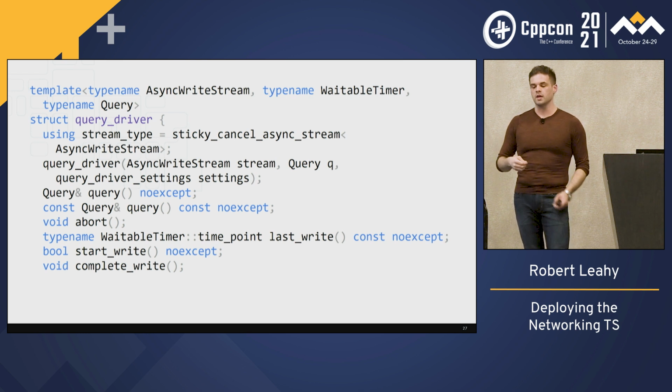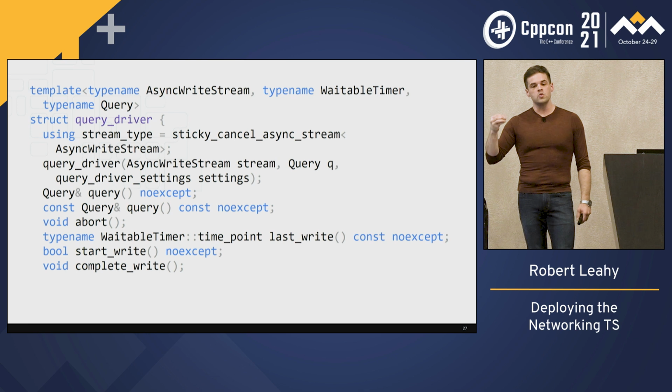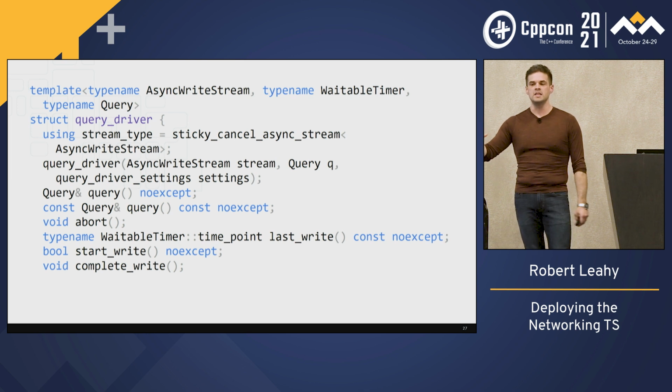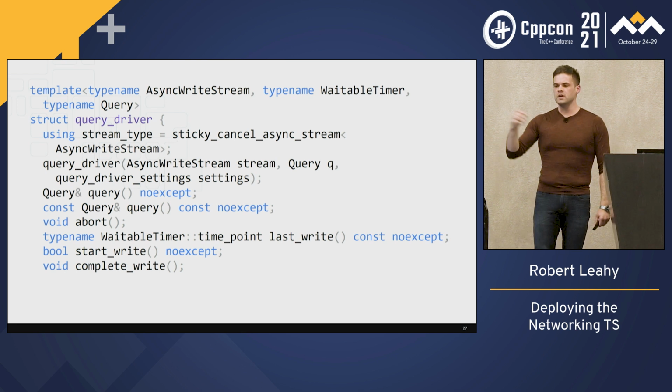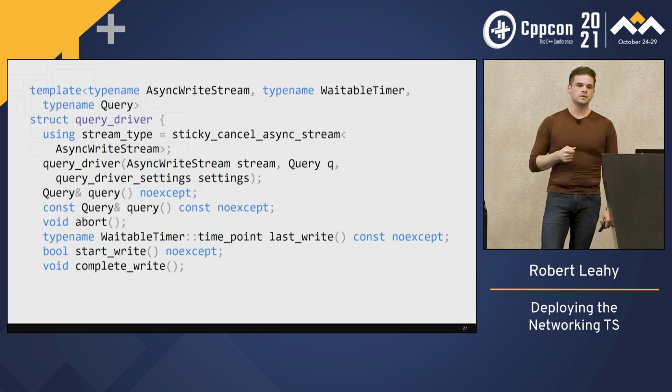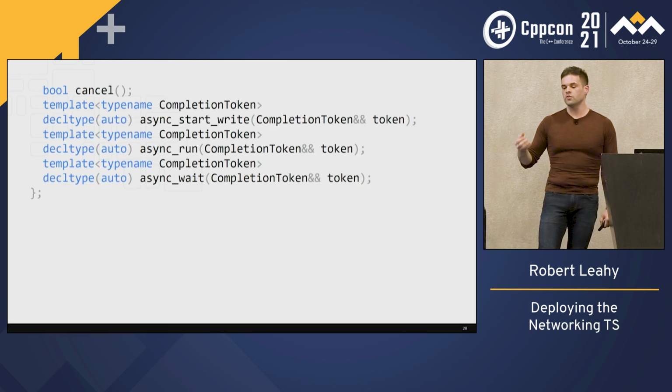Which brings us to our constructor, which takes the usual suspects, and a getter for the query object we're actually managing. Then we have 3 functions which we're going to need to implement the glue between this and async heartbeat. We need to figure out when the last write happened, we need to be able to synchronously try and start writing, and we need to be able to report that writing completed.